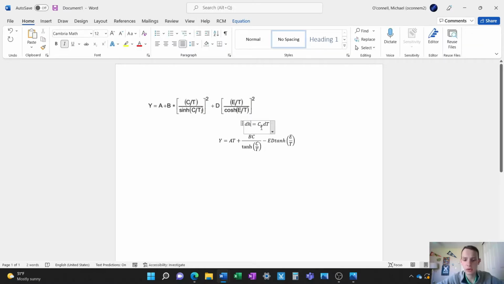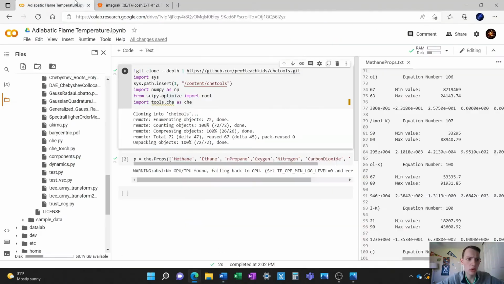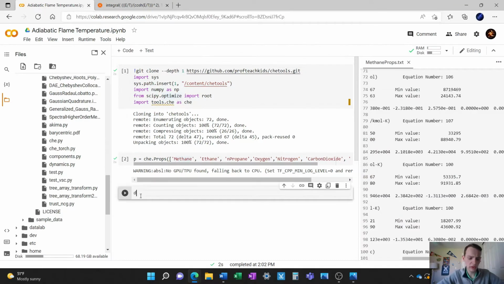So we know that our integral here on the right-hand side is going to be equal to our change in enthalpy. So what we can do is create two functions that will play off of each other. Let's take a look at how we might do that. Let's define a function, and we'll call this the integral Cp. And obviously, we're going to put in a temperature value for that.